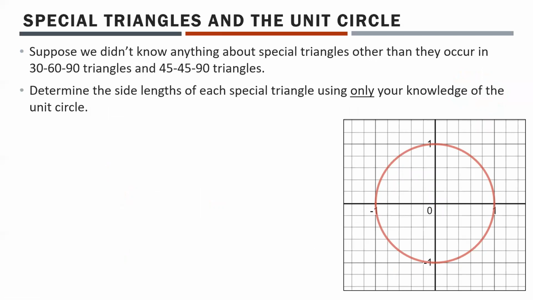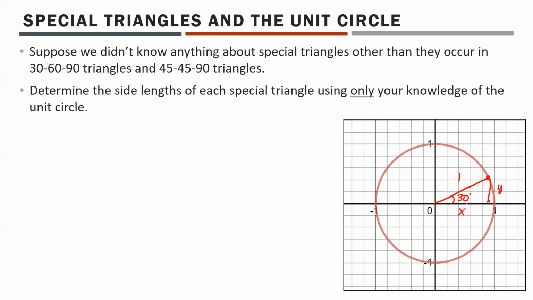Suppose we didn't know anything about special triangles other than they occur in 30, 60, 90 triangles and 45, 45, 90 triangles. Determine the side lengths of each special triangle using only your knowledge of the unit circle. Because we did this last class, I'm actually going to skip this. The only thing I'll tell you is, let's say you had your 30 degrees. So this is about 30 degrees. It's not perfect, but I'm just eyeballing it. We know the hypotenuse is 1. You can use sine and cosine to solve for your x and your y.